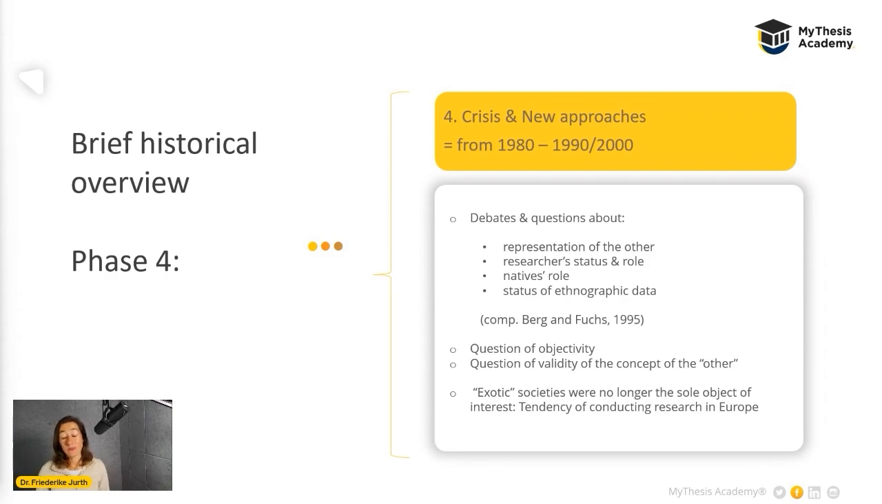One of the most important issues was the question of objectivity, and also the question of the concept of the other and the exotic. Along with that came the tendency that fieldwork should not only take place in foreign countries and on other continents, but also in Europe, for example. Fieldwork can take place at home, basically, with one's own culture, even though other issues and questions came up, which we will discuss later.